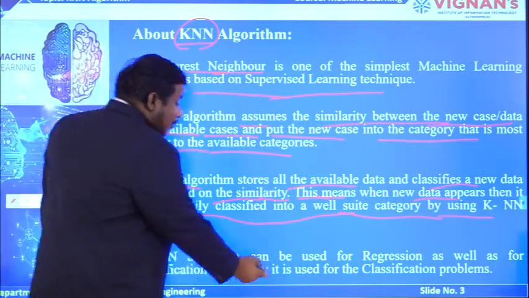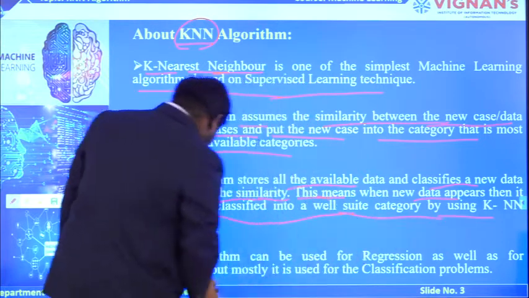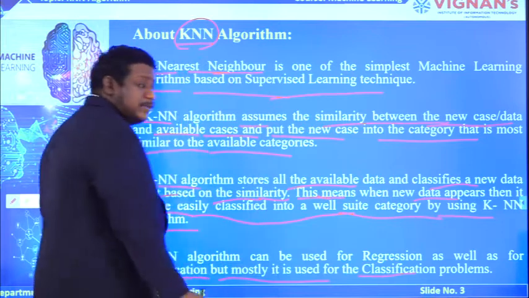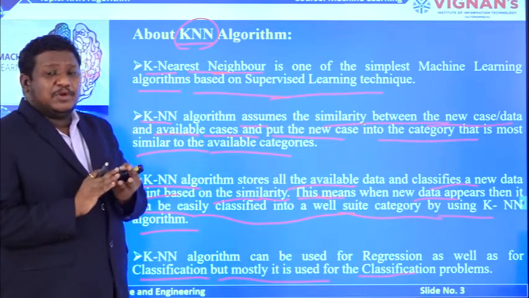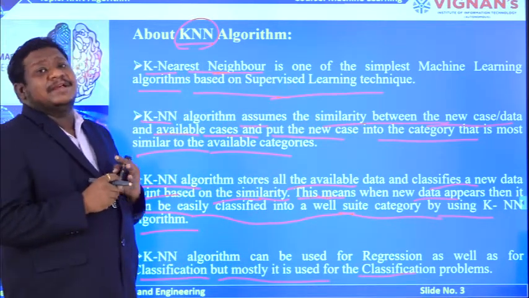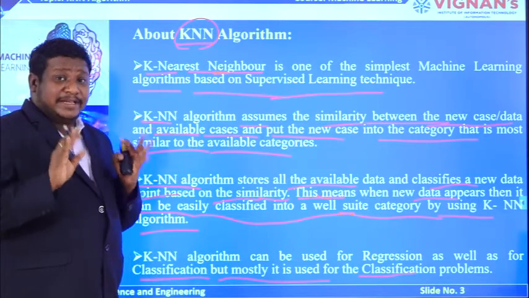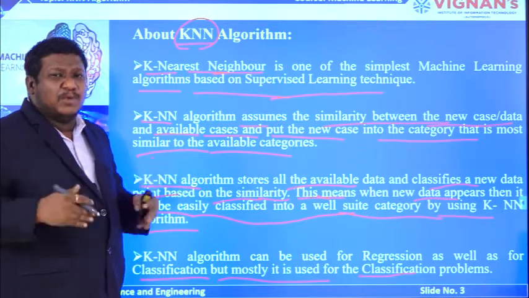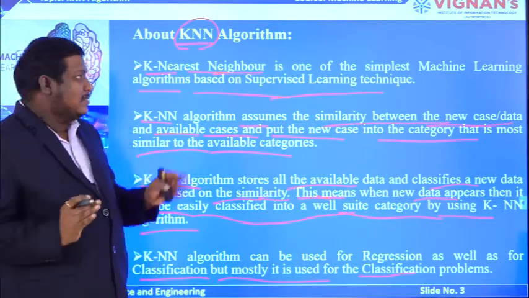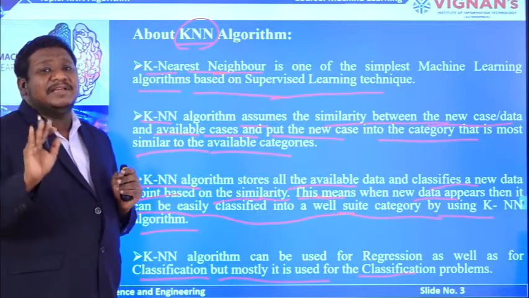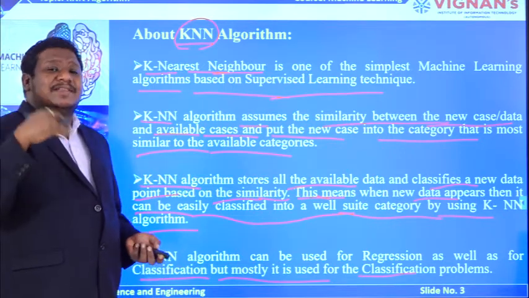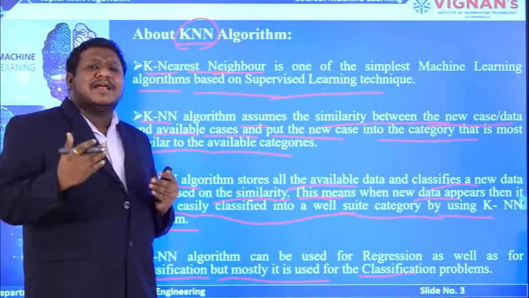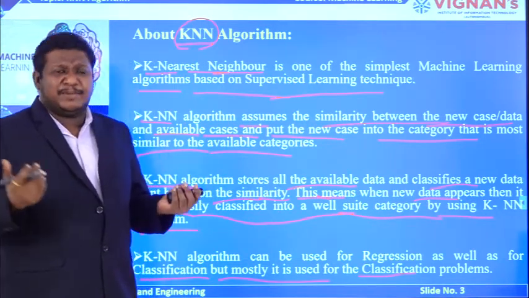So the KNN algorithm can be used for regression as well as for classification, but mostly it is used for classification problems. Basically we deal with both classification and regression in supervised learning. As KNN is a supervised learning technique, we can use it for both regression and classification problems. But in most real-time problems, we use the KNN algorithm for classification rather than regression. So in other words, KNN can be mainly used for classification type of problems.